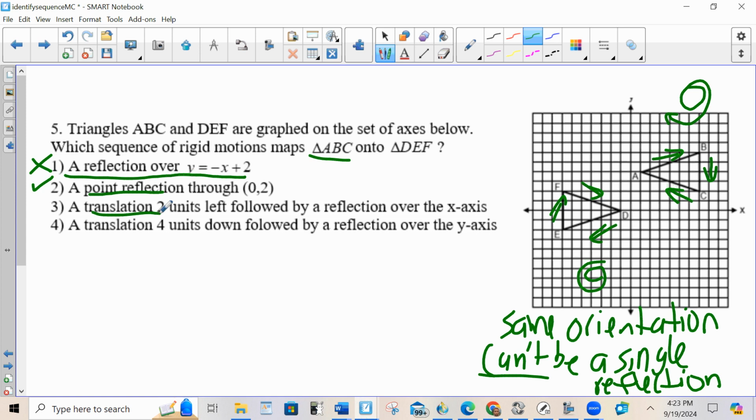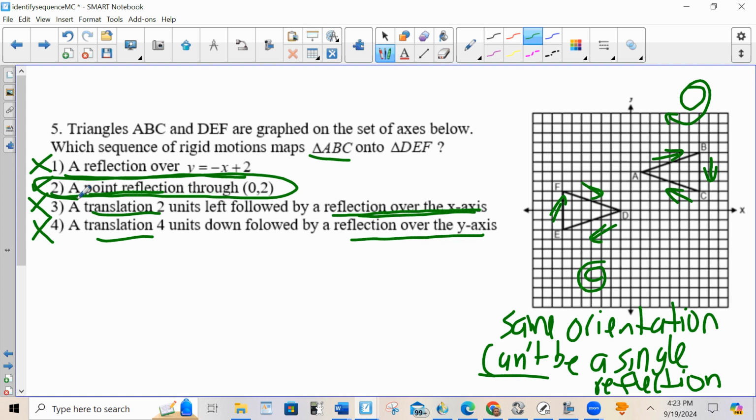A translation followed by a reflection over the x-axis. That's a single reflection. It can't be a single reflection. A translation and a reflection over the y-axis. That's a single reflection. It can't be that one. The only one that's not a single reflection is choice 2. And let me rephrase. The only one that's not a single line reflection is choice 2.